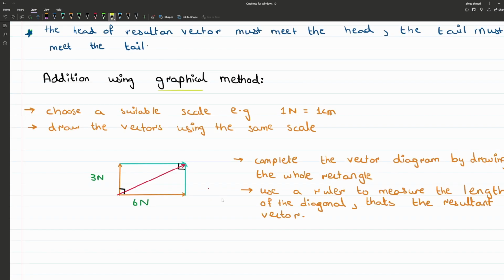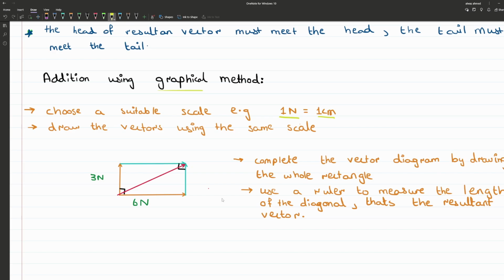It is very possible that it comes in your exam, and this method can be a little tricky because you have to make sure that your measurements with your scale are very accurate. So the first thing that you want to do for this type of question is choose a suitable scale. For example, you're going to say that I am going to represent 1 Newton of force with 1 centimeter. Then you're going to draw the vectors using the same scale.